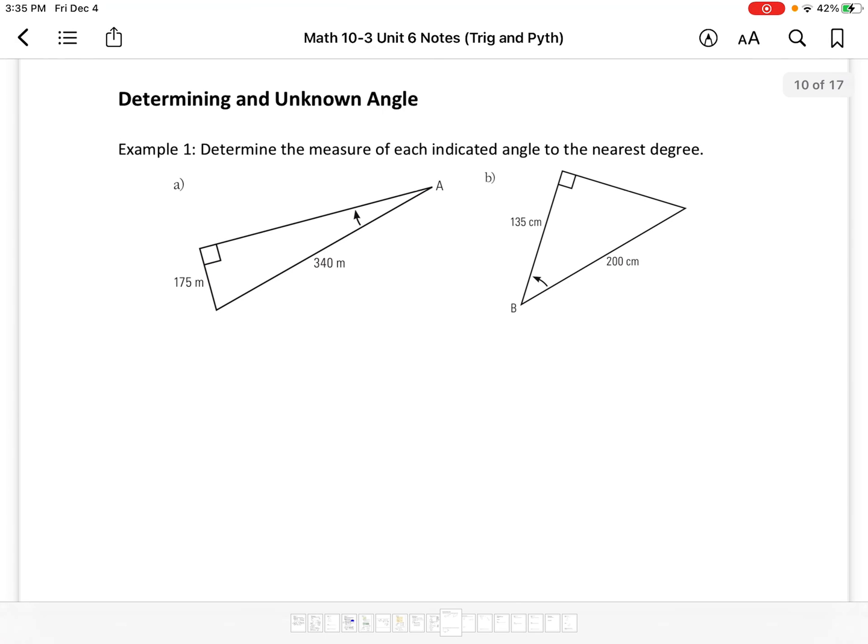This question says, determine the measure of each indicated angle to the nearest degree. For part A, we need to figure out angle A, and for part B, we need to figure out angle B. Whether you're figuring out an angle or a side length, and we're going to do side lengths tomorrow, the first thing you want to do in all of these types of problems is label your sides with the angle you're using. If you want to figure out an angle, that should be the angle you're using, because you're definitely going to involve that in your trig ratio. So here in the first one, we're using angle A.